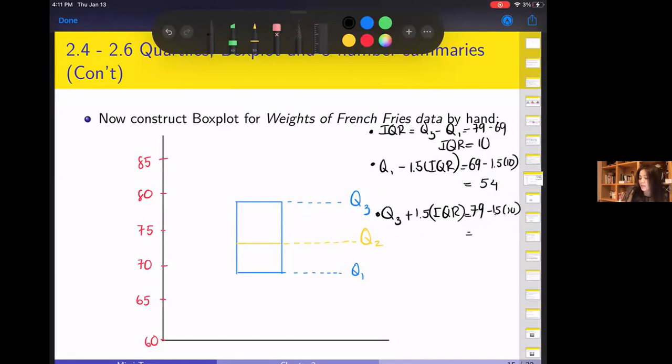79 minus 15 is 64. I'm sorry, plus, this is plus. 79 plus 15 is 94, since 1.5 times 10 is 15. Okay, so the range is, I'm going to call this the allowance range. I just made it up, just to distinguish it from the data set range, the min and max. So the allowance range is from 54 to 94.